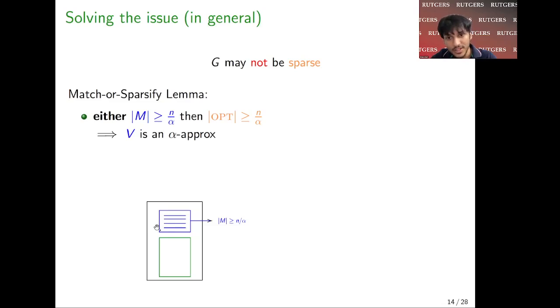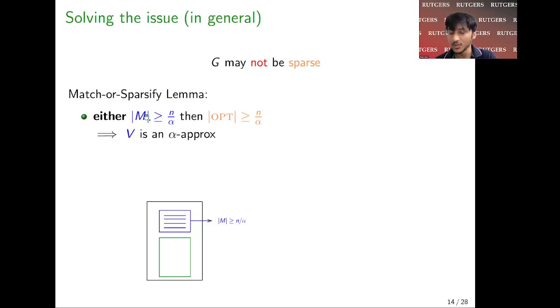And if this matching has a size of at least n over alpha, that means the vertex cover of this entire graph also has to have size at least n over alpha. Why? Because at the very least you need to cover all of these edges, and so one of their endpoints should be in the vertex cover. So you have size at least n over alpha. And as soon as opt has size n over alpha, the whole vertex set V is an alpha approximation, because this is of size n and this is of size at least n over alpha. Alright, so we're done in this case.